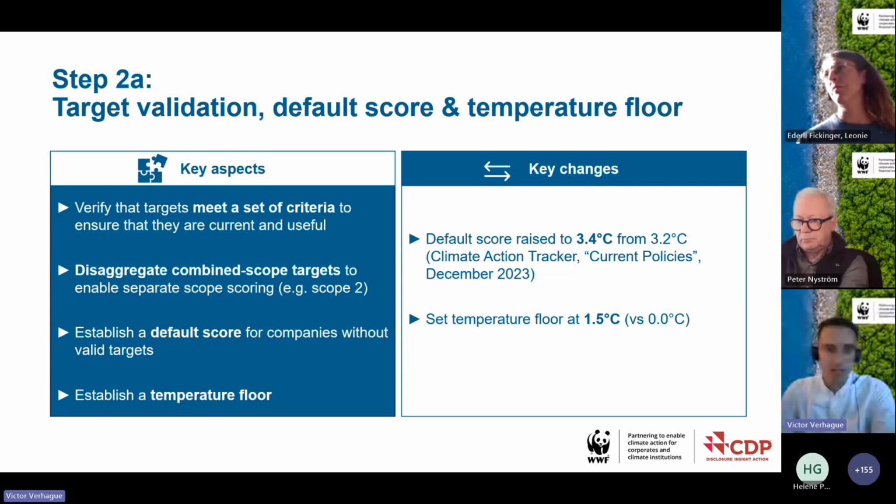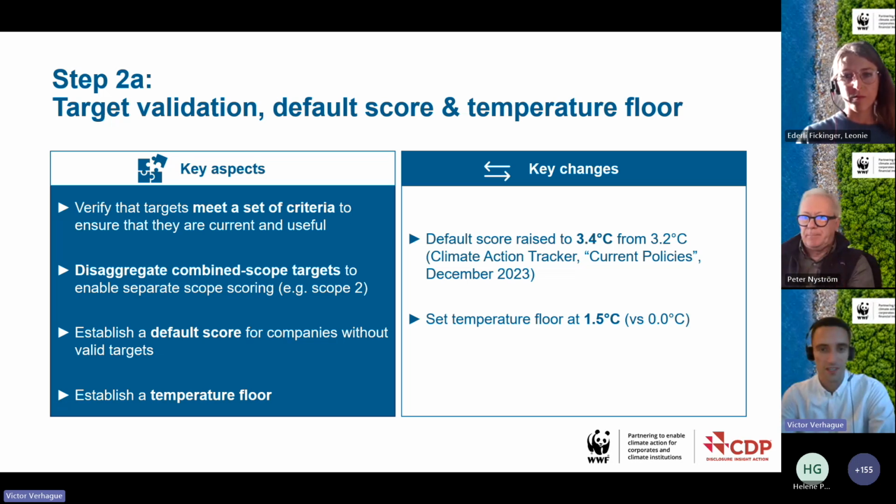And since we're defining what constitutes a valid target, we also need to determine how invalid ones should be treated, and that's why we introduce a default temperature score here. The reason we do that is because we want to measure the alignment of a whole portfolio or a whole value chain. And that's one of the ultimate purposes of this methodology. And because not all constituents disclose targets or only report invalid ones, we need a solution to be able to provide a temperature assessment for these companies as well.